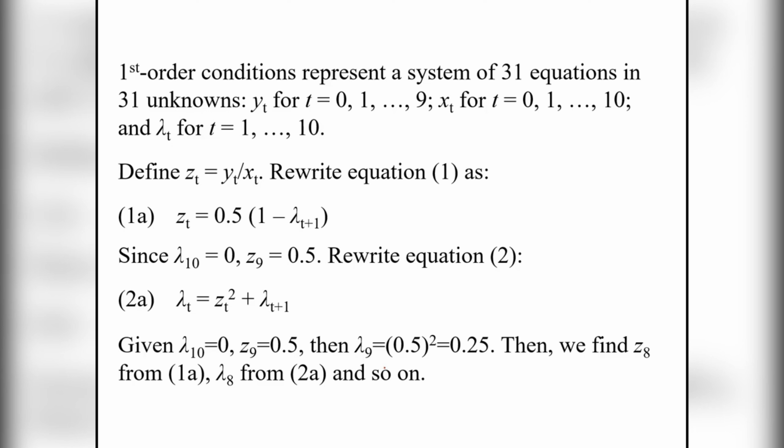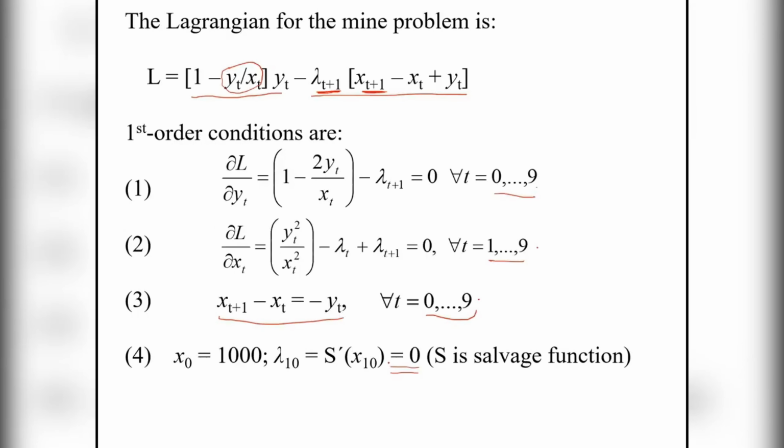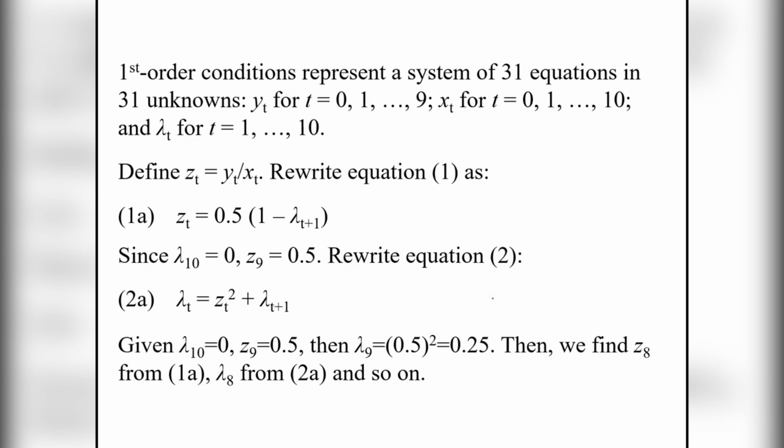So the first order conditions represent a system of 31 equations and 31 unknowns. y_t is for t = 0, 1 to 9, that's 10. x_t is for 0, 1 to 10, and I think I got that wrong up here. The x_t should be, this should be a 10. And then the other one is for lambda_t, that goes from 1 to 10 as well. So we end up with 31 equations and 31 unknowns.